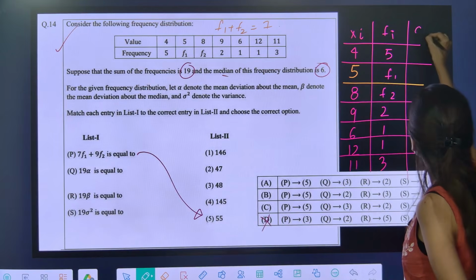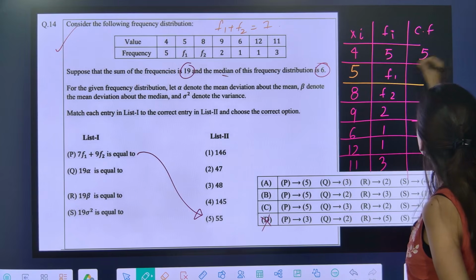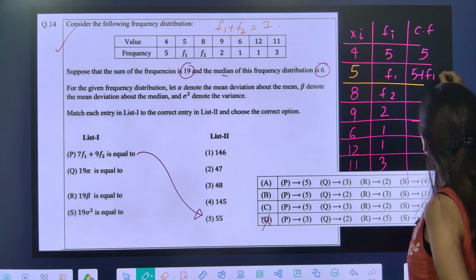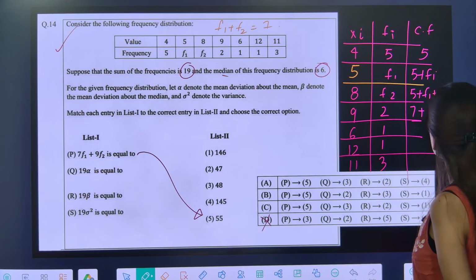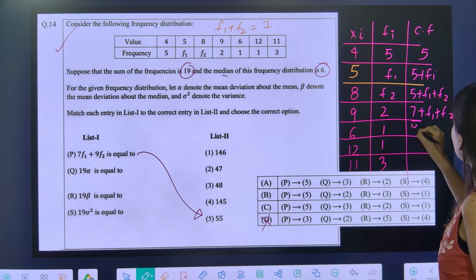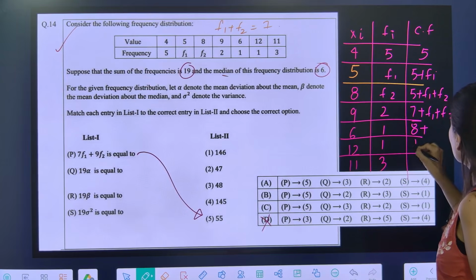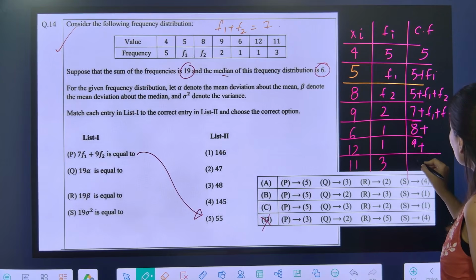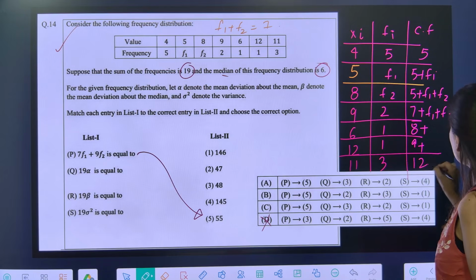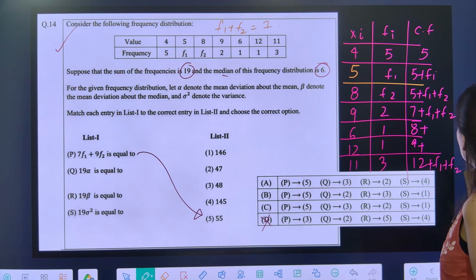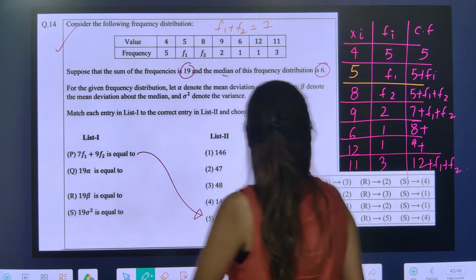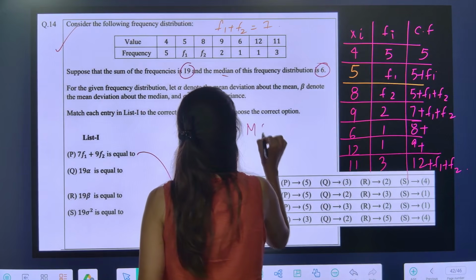First of all, we need to calculate the cumulative frequency. 5 plus F1, 5 plus F1 plus F2, 7 plus F1 plus F2, 8 plus F1 plus F2, 9 plus F1 plus F2, 9, 10, 11, 12 plus F1 plus F2, which is 19.